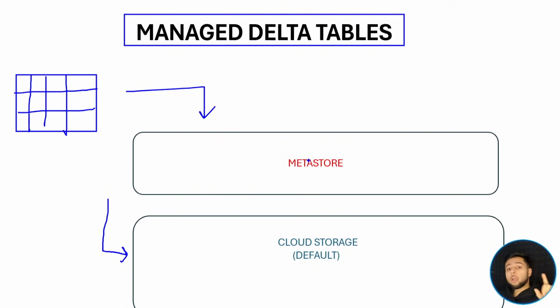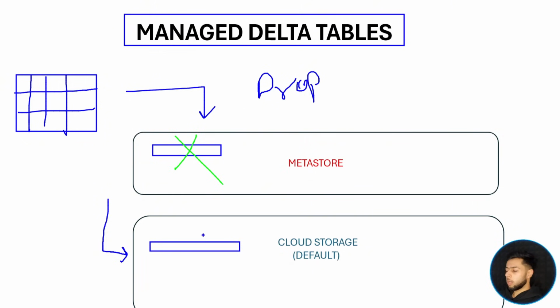Now, if I run the drop table command, it will obviously drop this metadata, plus, let's say this is your data stored in this data lake, it will delete this data as well, because this is managed by the Metastore, not by you.